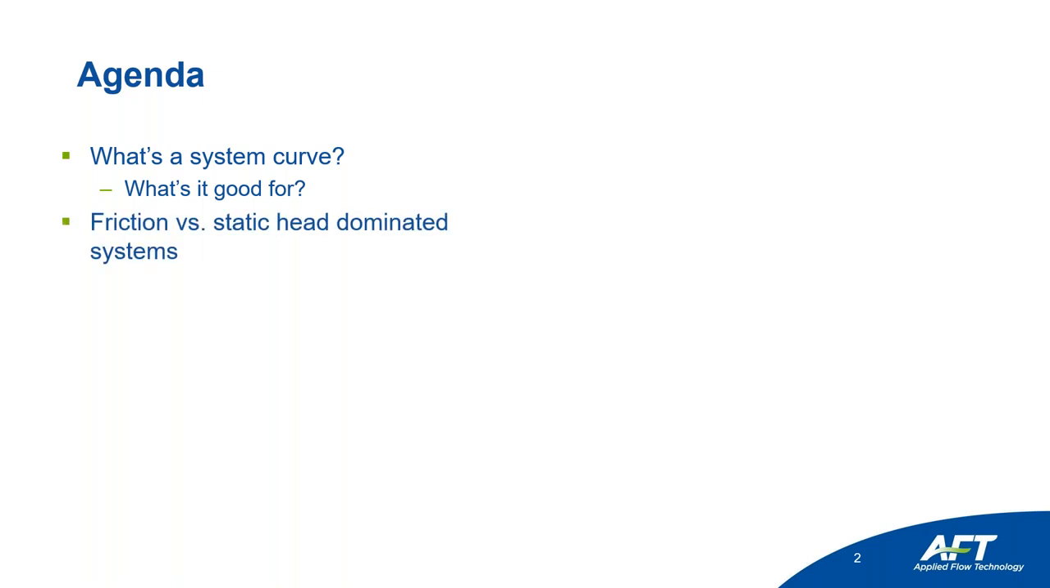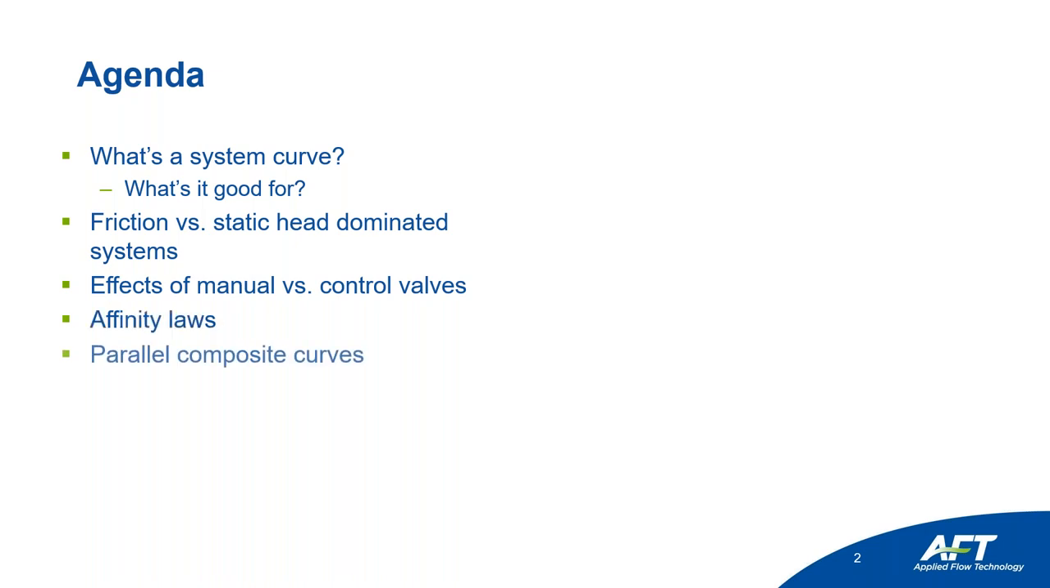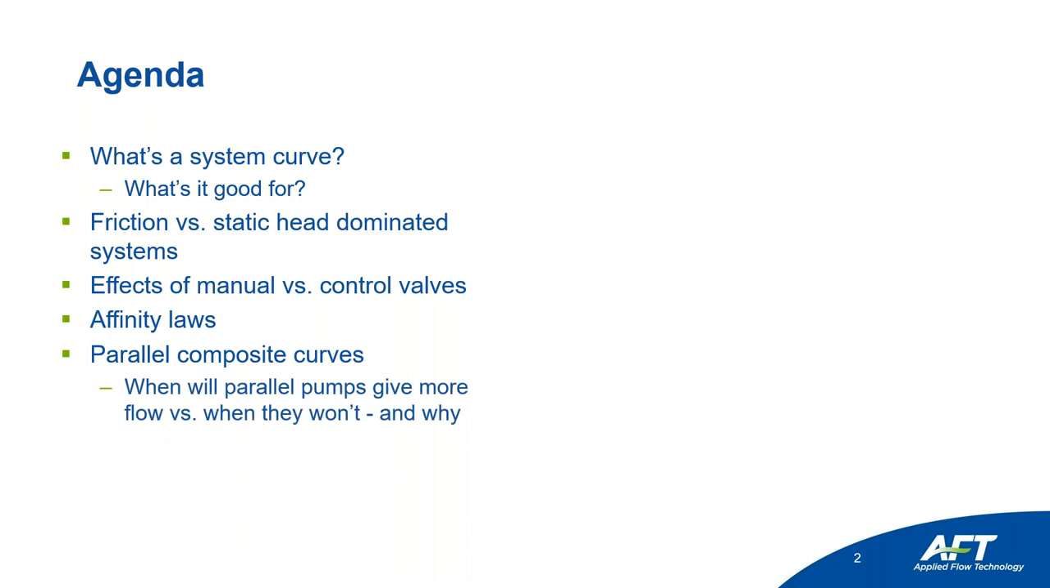So we're going to talk about what a friction-dominated system is versus what a static-dominated system is. We'll look at the effects of manual throttling valves versus control valves and how those will affect the generation of a system curve. We'll also take a look at the affinity laws. We'll get into talking about parallel composite curves when you have multiple pumps operating in parallel. Oftentimes the answer you think is to get more flow, just put more pumps in parallel. And that is just not true. And you're going to learn why. And we'll get into that later on in this webinar.